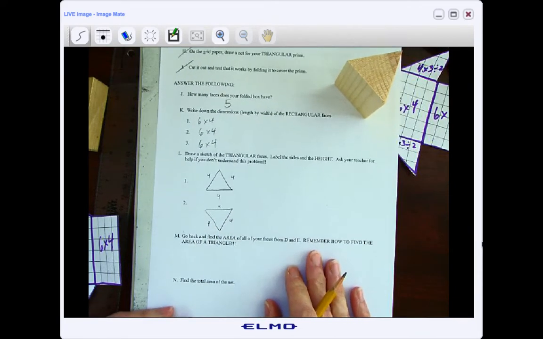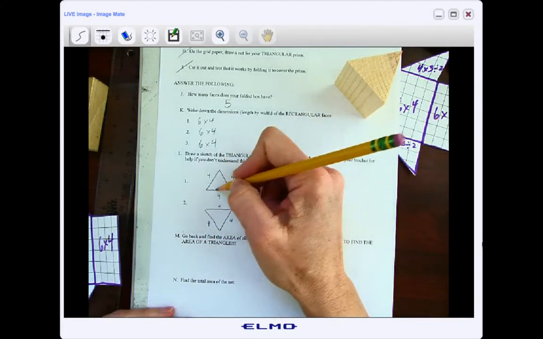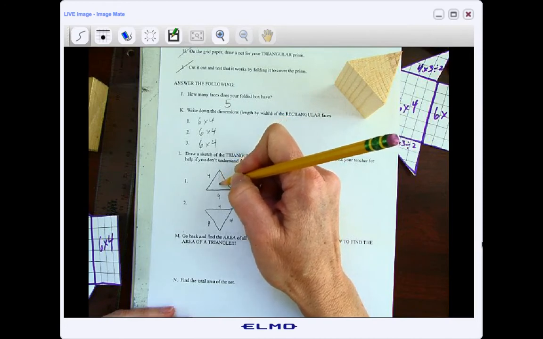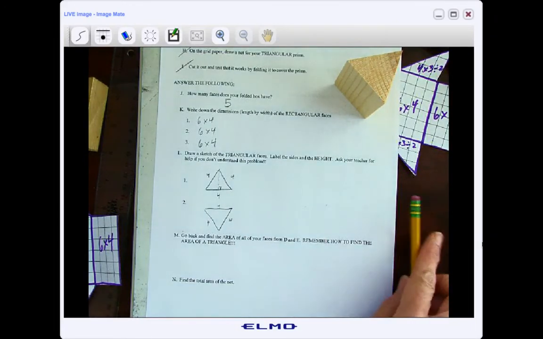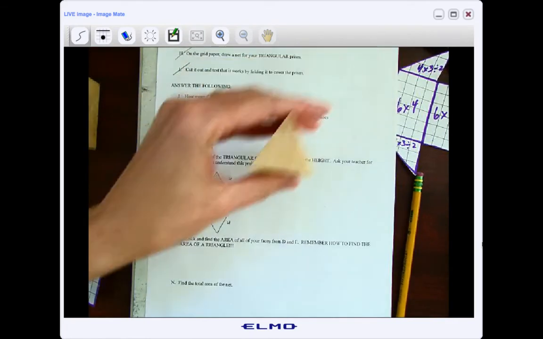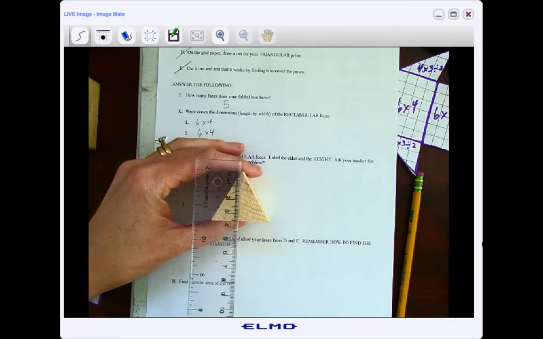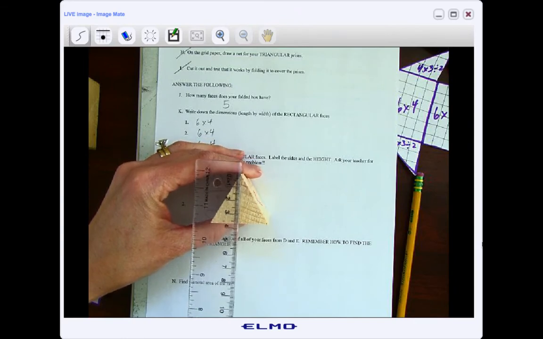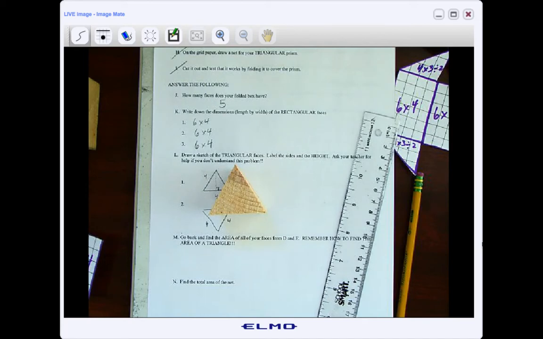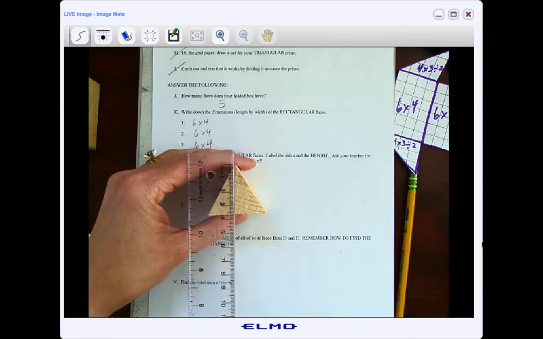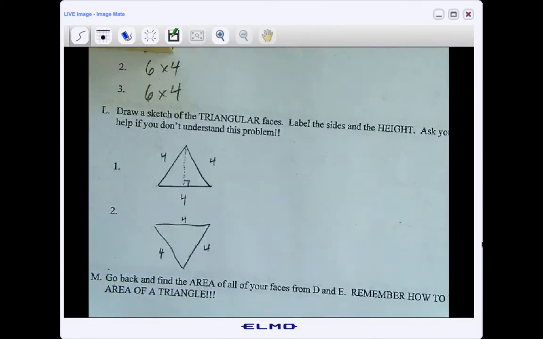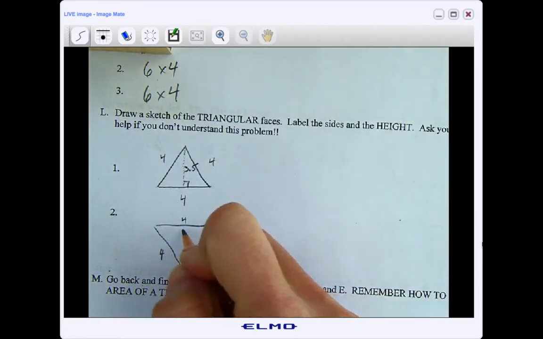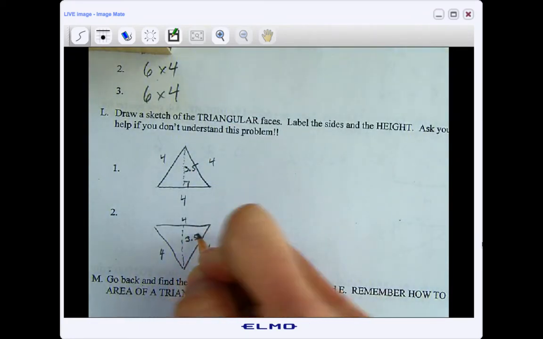Now I need to find the height. If I use this as my base, the height is going to be, I go to the top, drop a line down, and it hits at 90 degrees right here. I'm going to take my ruler and measure the height of this particular base. Looks to be about, what do you think? Did you say 3.5? Yeah. Okay, so I'm going to use 3.5. So 3.5 is my height. Same with this one, 3.5.